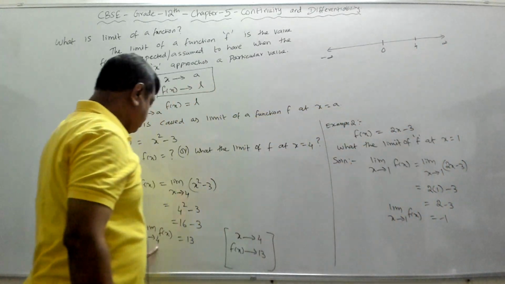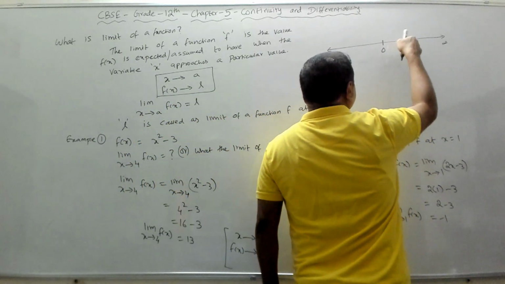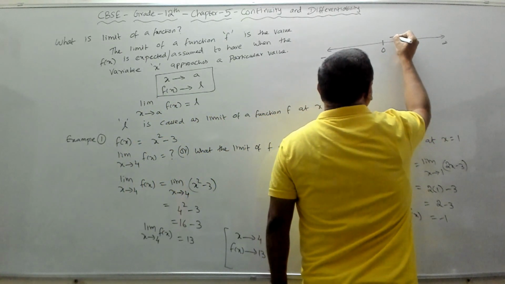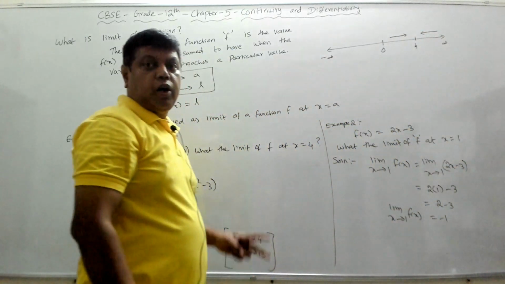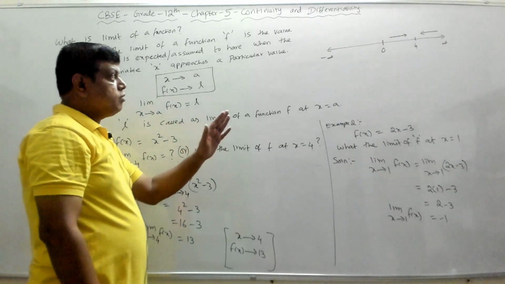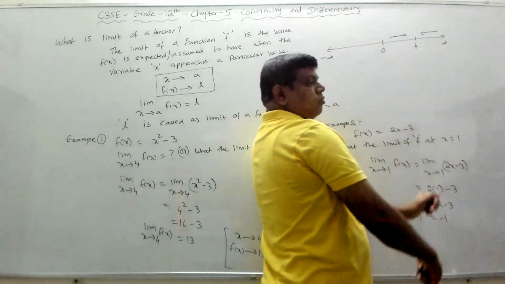Right? When x approaches 4, which means x is going towards 4, it can either approach in this direction to 4 or in this direction to 4. So there are two ways we can approach 4. Either you can approach from the left side of 4, or you can approach 4 from the right side of 4.